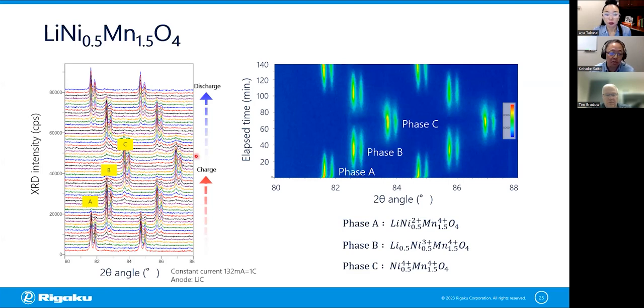But under the charging and discharging, the intensity of the different phases, for example B and C, became larger and larger for phase C while it is charged. While it is discharged, this peak gets smaller and smaller. So this is how the reaction happened on the lithium nickel manganese oxide in terms of the crystal structure found by X-ray diffraction.